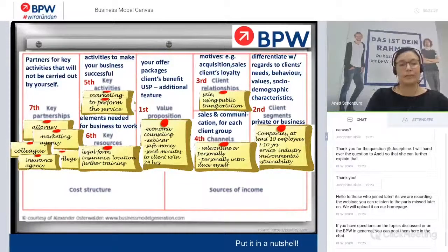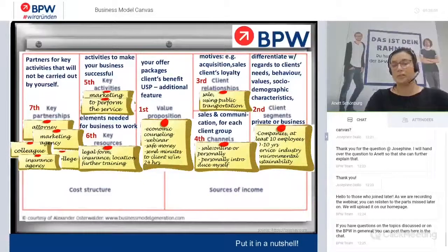Describe your supplier and partner network, which could have an impact on the success of your business. Various kinds of partnerships may arise. This could be strategic partnerships, cooperations, joint ventures, buyer-supplier relationships. There may be different motivations behind these partnerships too. This could be improvements and economies of scale, reducing risks and uncertainties, and acquiring specific resources and activities.